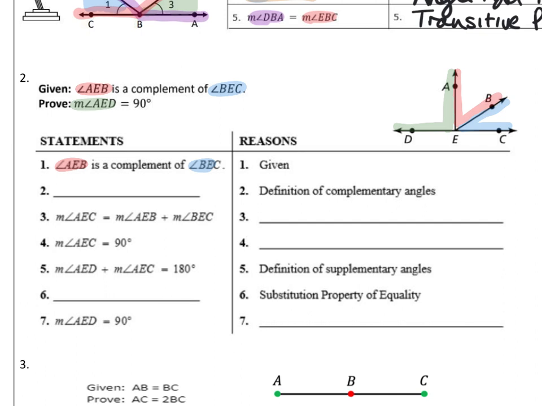So we're going to say that the measure of angle AEB plus the measure of angle BEC should be equal to 90 degrees. We know this because of the definition of complementary angles. It's what we were given, so we make a conclusion based on it.